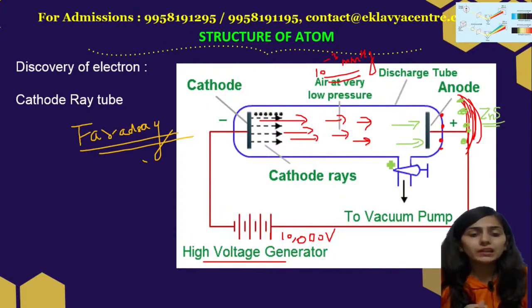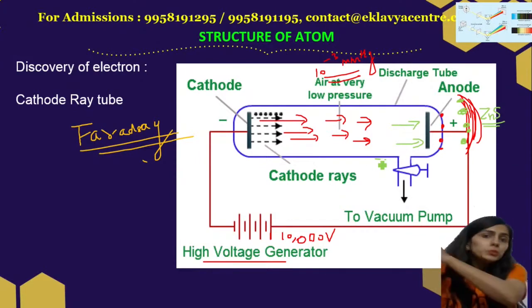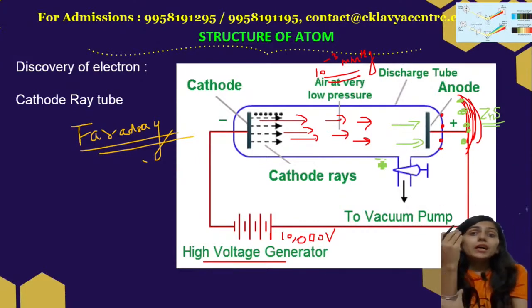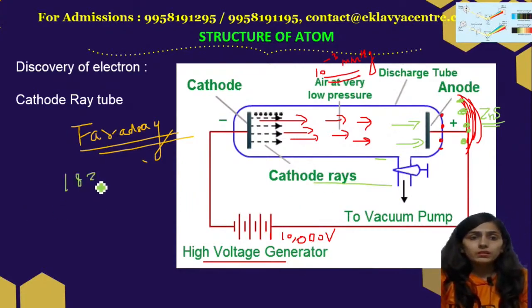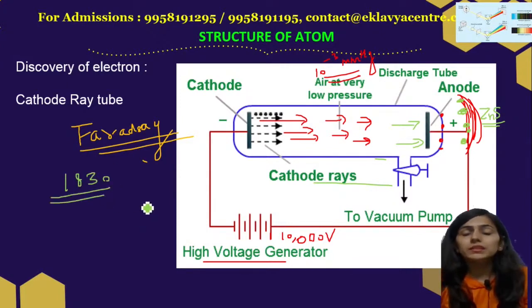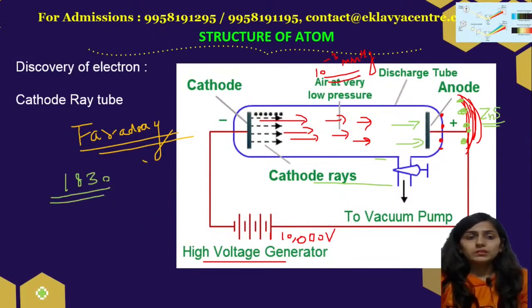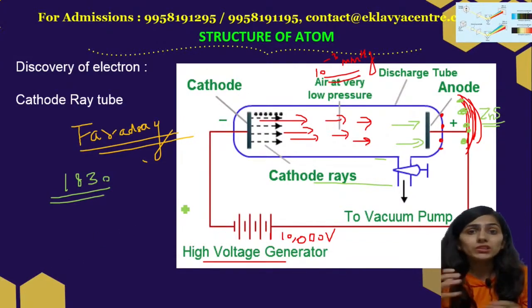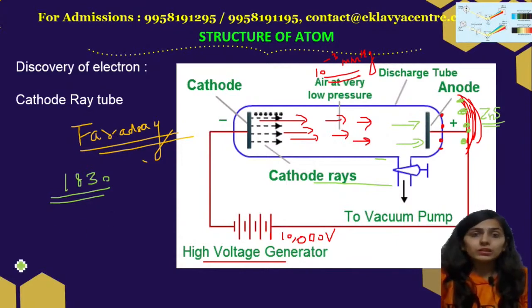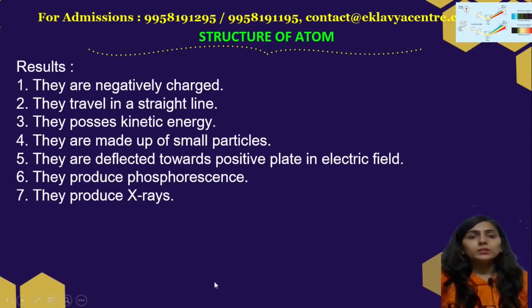So this experiment proved that since the rays are going from the negative terminal to the positive terminal, the rays are getting attracted towards positive charge, so they must be electrons, right? This experiment was conducted by Faraday in around 1830. He took vacuum, and he said that these cathode rays are nothing but electrons which are getting attracted towards the positive charge. Next is, read about the results. Yes, we'll try to find out the results.